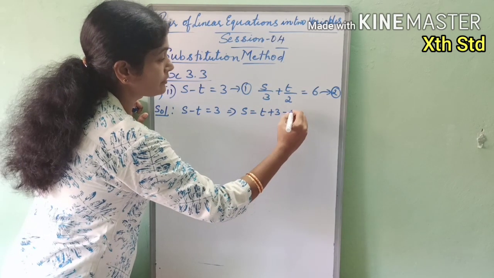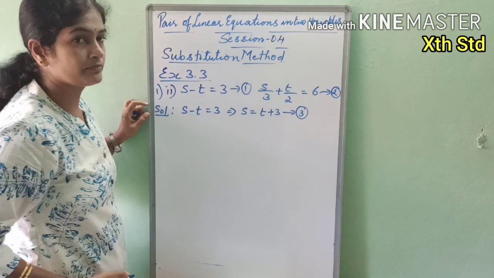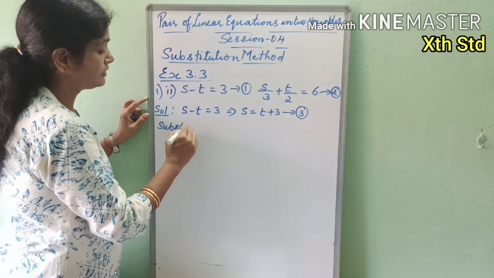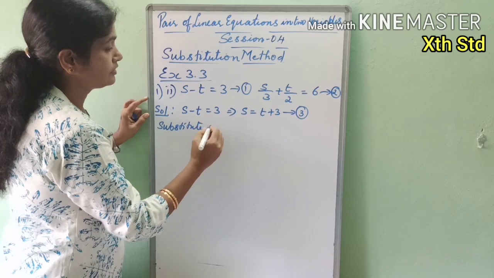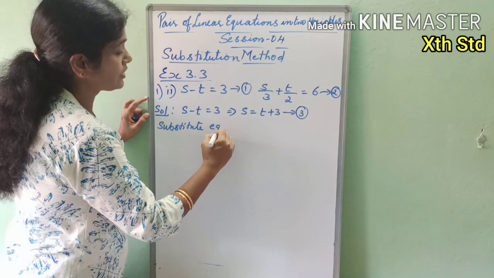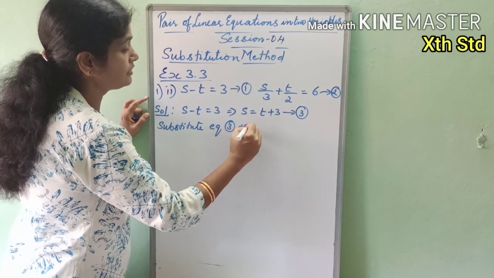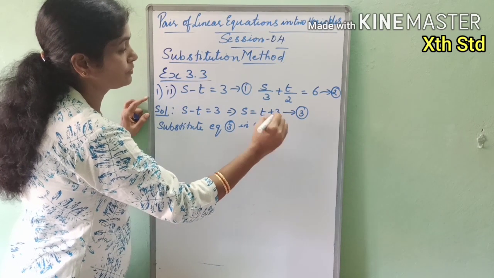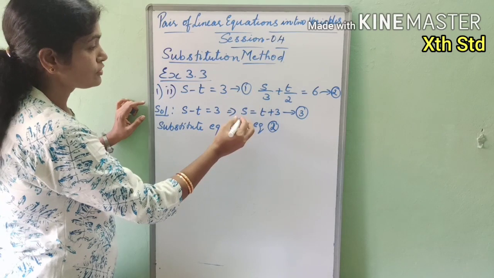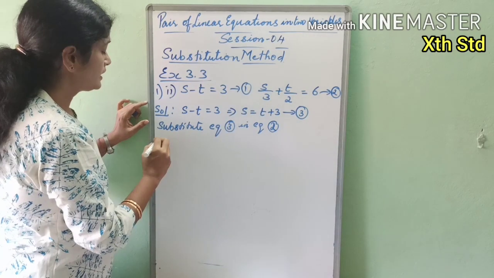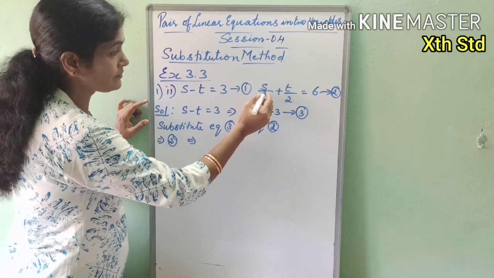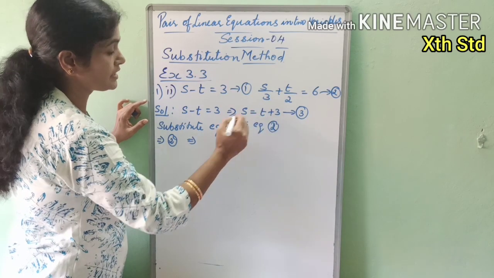We will mark this as equation 3. Next step, substitute equation 3 in equation 2. Wherever s is there, you put it as t plus 3. So equation 2 becomes: in place of s you will put t plus 3.